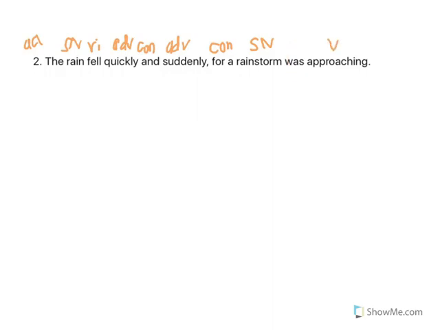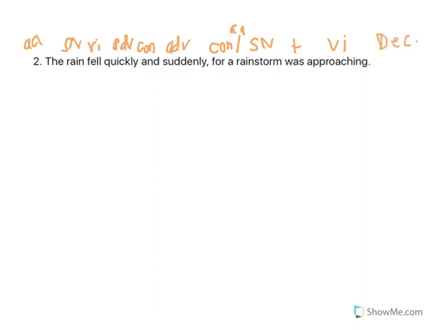Approaching is going to be a verb intransitive. It's not transferring any action. And was is a helping verb, to help the verb intransitive, approaching, make sense with the sentence. And of course, a is going to be an article adjective, which is modifying rainstorm. It's telling us which rainstorm. So this is going to be a declarative sentence.